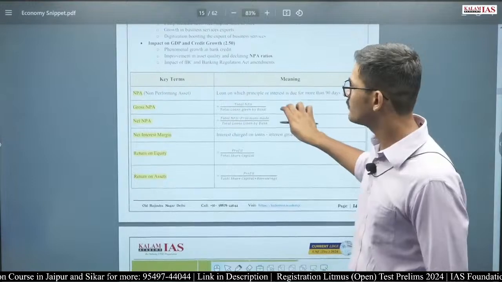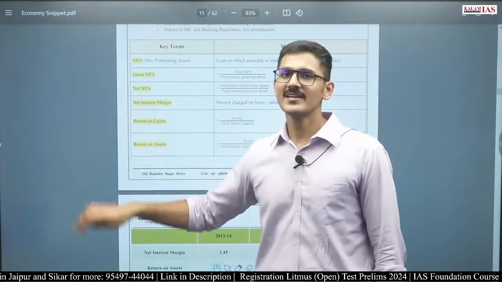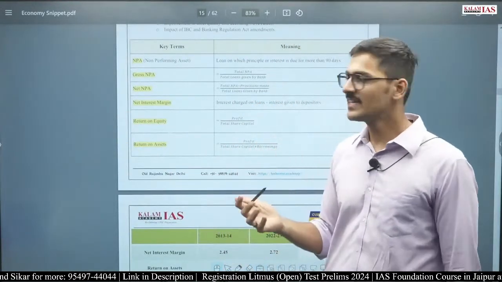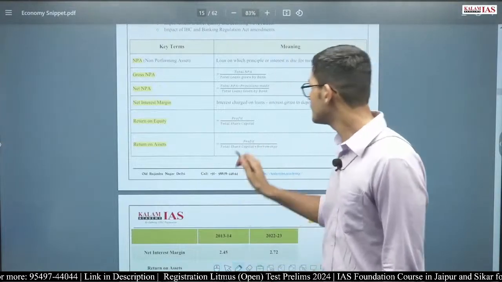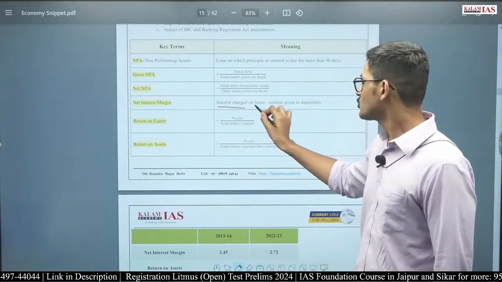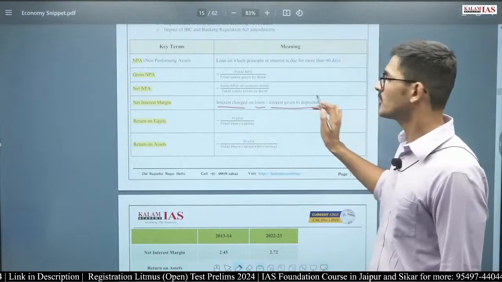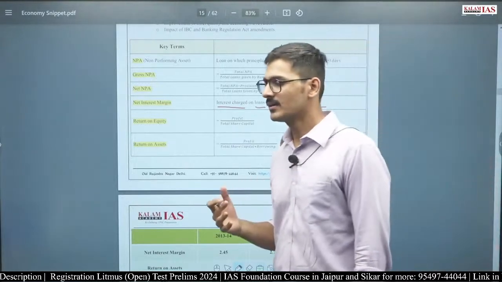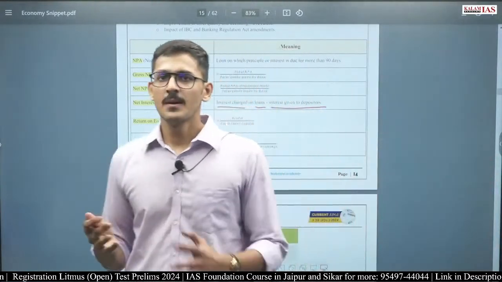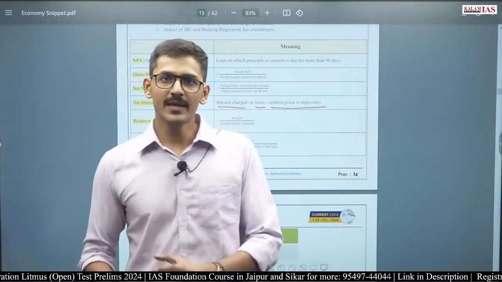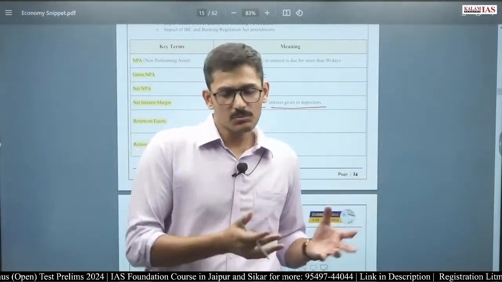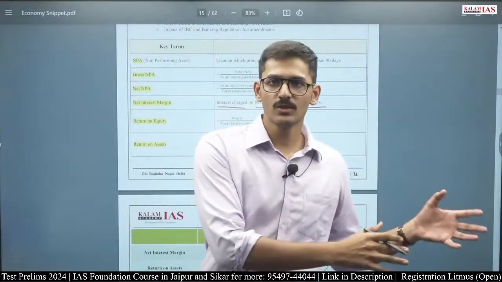Now there is one more term which is used: net interest margin. Net interest margin has increased. What is net interest margin? Net interest margin is basically interest charged on loans minus interest given to depositors. Whenever a bank does business, the bank will take deposits from the people and give most of those deposits to the people as loans.